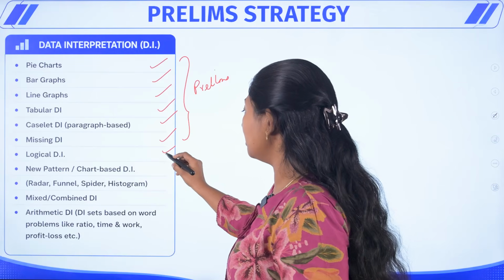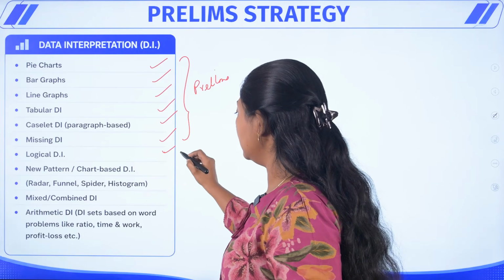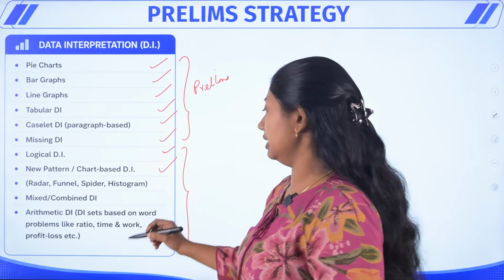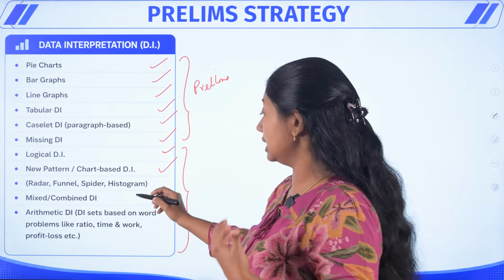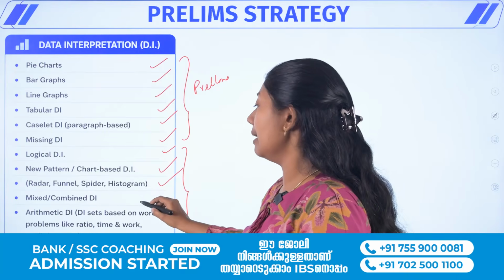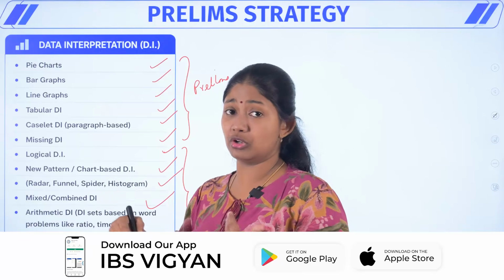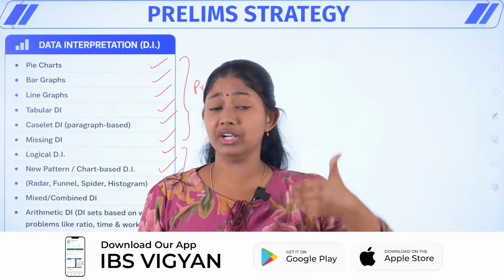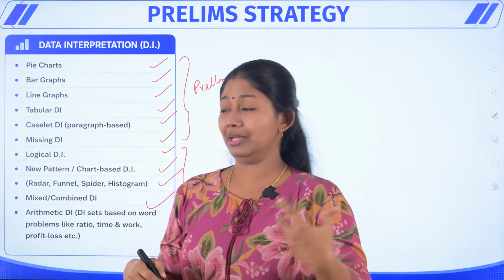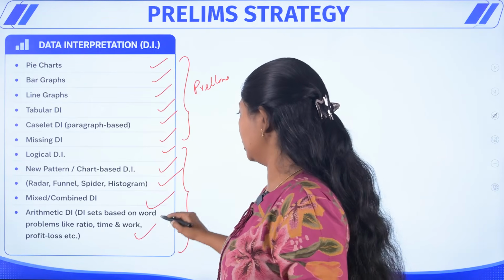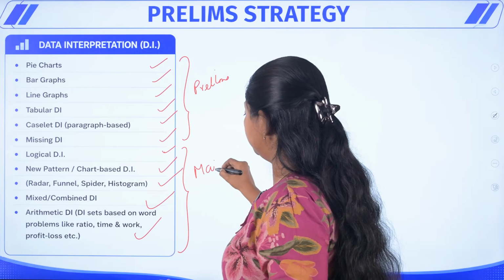exam. So from here you can see logical DI to new pattern, chart based DI, then you have the radar graph, funnel, spider, histogram, mixed DI set. Then you have mixed DI can be asked for prelims also, like one bar graph and one tabular graph can be asked. So level will not be that difficult. Then you have the application oriented DI.